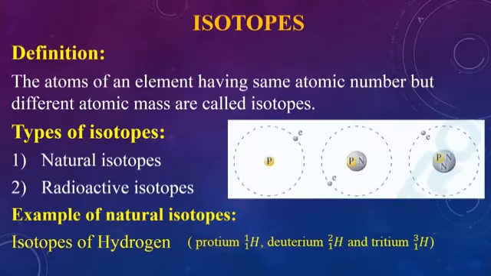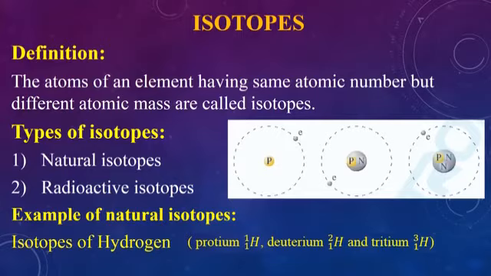Okay, students, next we have isotopes. And what are isotopes? Let us define. The atoms of an element having the same atomic number but different atomic mass are called isotopes. I'm repeating once again: the atoms of an element having the same atomic number but different atomic mass are called isotopes.